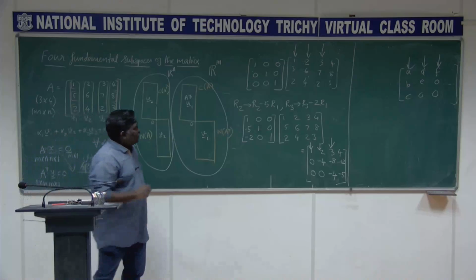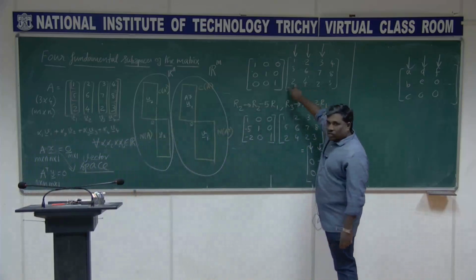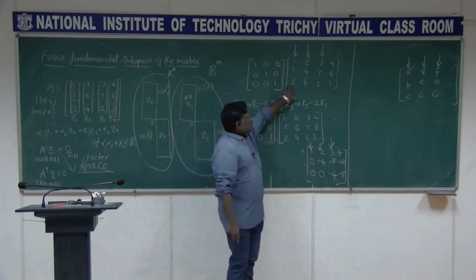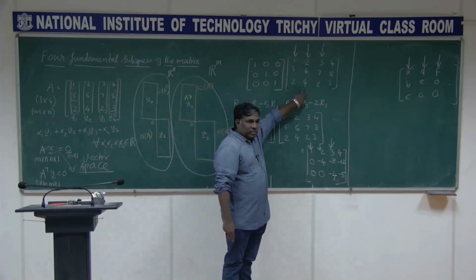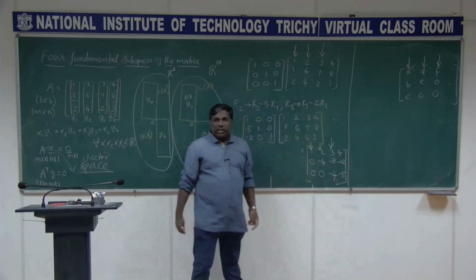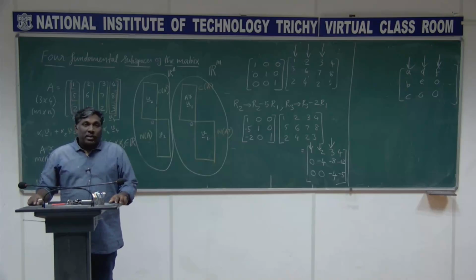But if I try to represent this vector using this vector, it is not possible. Alpha 1 times this vector plus alpha 2 times this vector equal to this. If I solve for alpha 1 or alpha 2, you will not get a solution. You understood the point? But it is not true in all the cases.